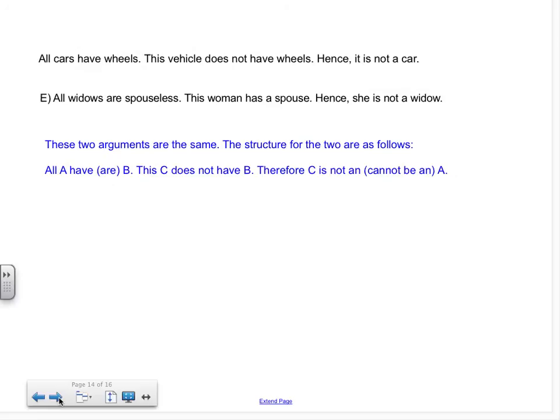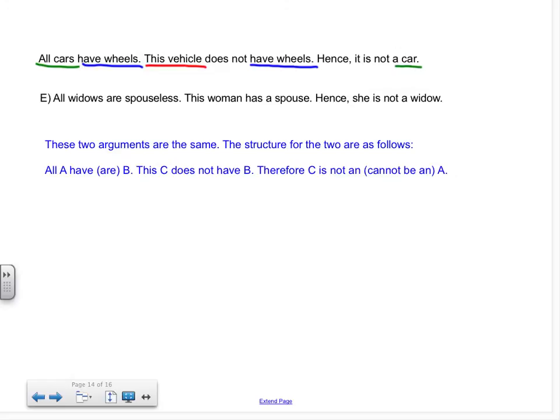So let's break this down step by step. All cars, that's our first idea, have wheels. So we'll highlight the second idea in blue. This vehicle, that's a new idea. We'll do that in red. Does not have wheels. Wheels we'll keep in blue. Hence, it is not a car. Well, car we underline as being green.